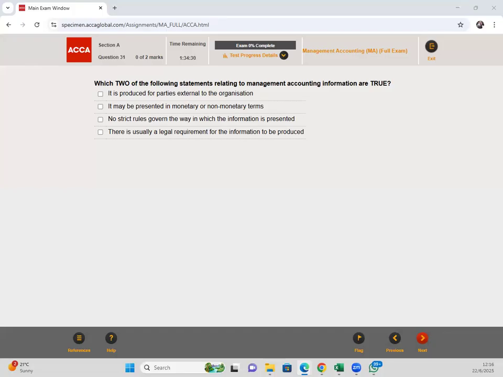So from the list we have been given, we have to pick which characteristics pertain to management accounting. Number one, it is produced for parties external to the organization. That's not true. Management accounting is needed by managers within the company so that they can make future decisions regarding the company. So it's not for external reporting. Financial accounting is the one we use to tell those outside the company. Management accounting is for internal use, for internal reporting. There is no need to tell those outside the company our budgets and our plans. So the first one shouldn't be correct.